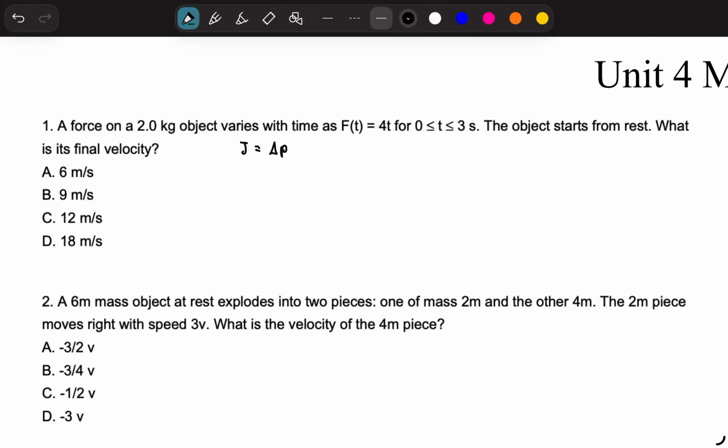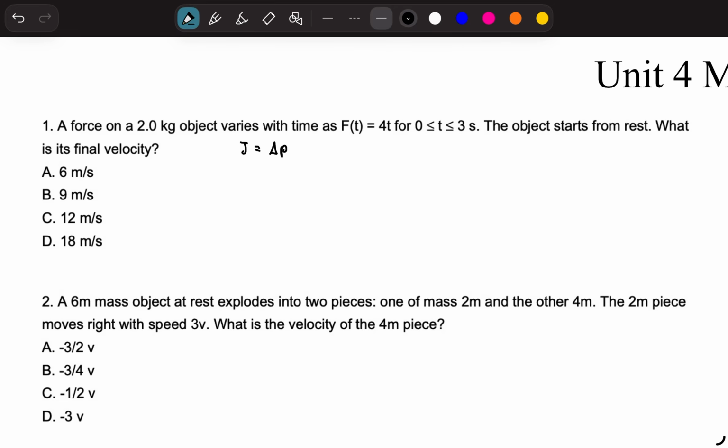In this video, we're going to be doing a Unit 4 linear momentum MCQ. So a force on a 2.0 kilogram object varies with time, F(t) = 4t for 0 ≤ t ≤ 3 s. The object starts from rest. What is its final velocity?